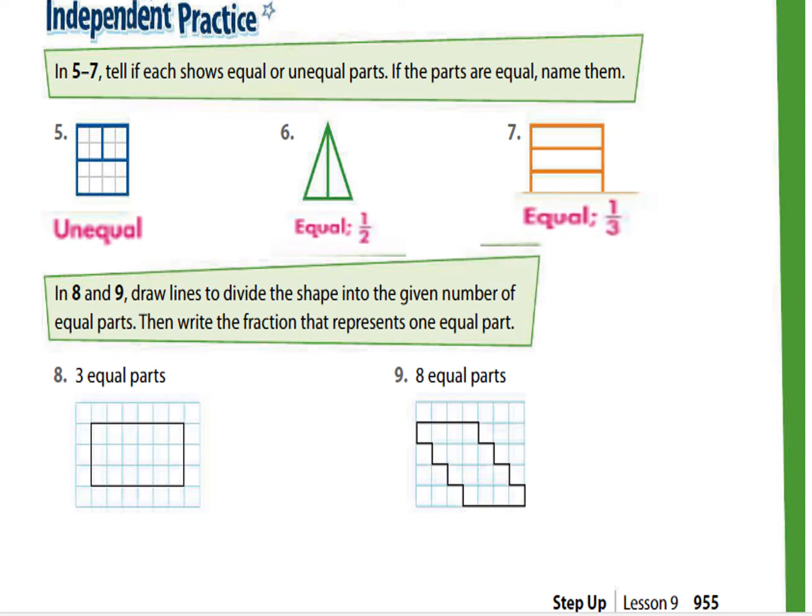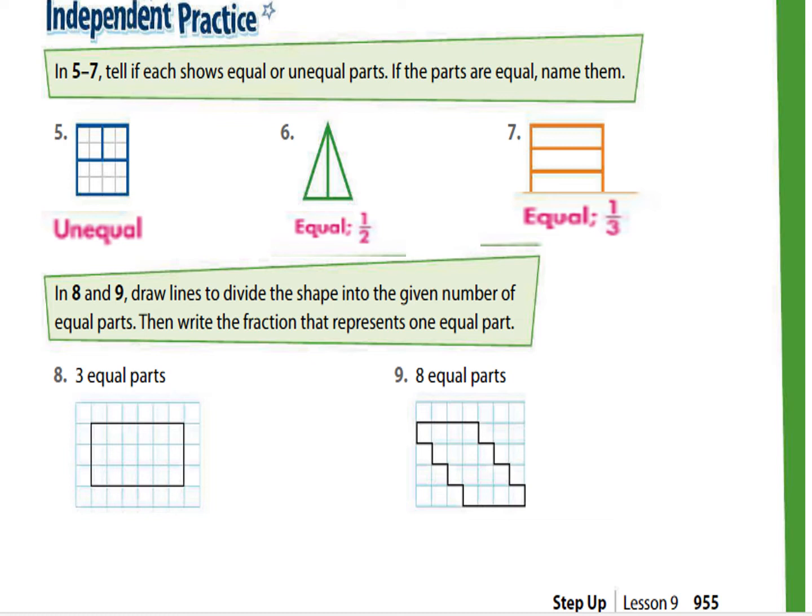In 8 and 9, draw lines to divide the shape into the given number of equal parts. Then, write the fraction that represents one equal part. Look at question number 8. We have a shape and we need to make 3 equal parts. You have many ways to do this, but you should know first how many squares in one part. How can I know this? Count all the squares in the shape.